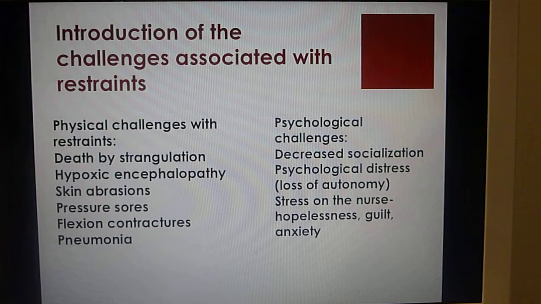And a lot of times there is stress on the nurse, and they have guilt for having to put the patient in restraints. So, realizing that yes, there are benefits to restraints, but at the same time there are also a lot of downfalls associated with them. So these are the challenges that occur.